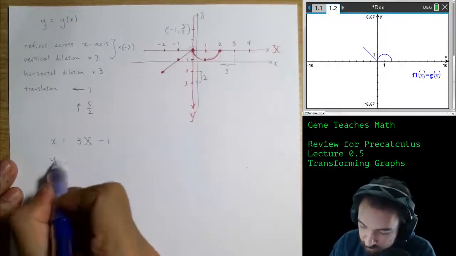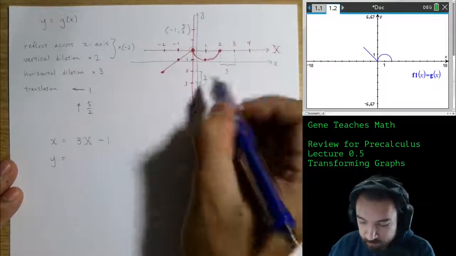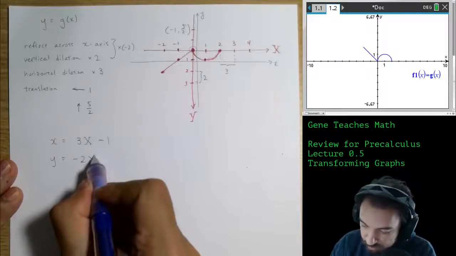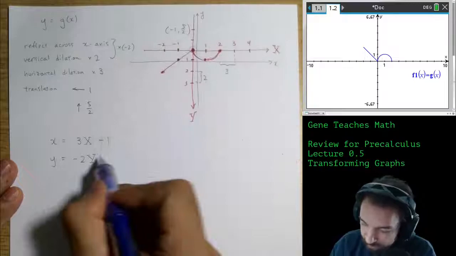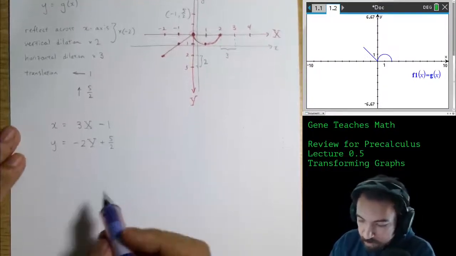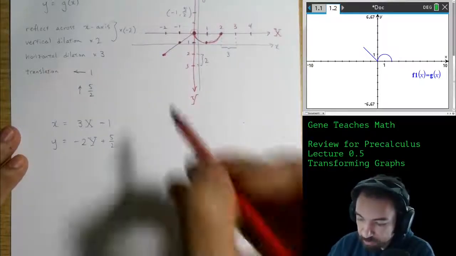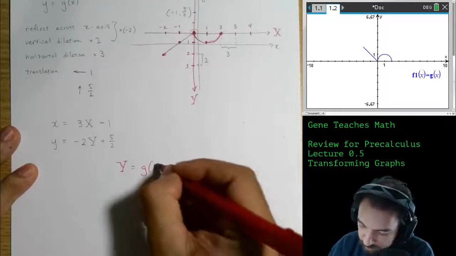To get the lowercase y, I say, well, I took my capital Y's, and I'm going to multiply by 2, but then flip them. So -2 times the capital Y. And then I've moved my origin up by 5/2 units. This is plus 5/2. Now, my goal is to make an equation capital Y equals g of capital X.